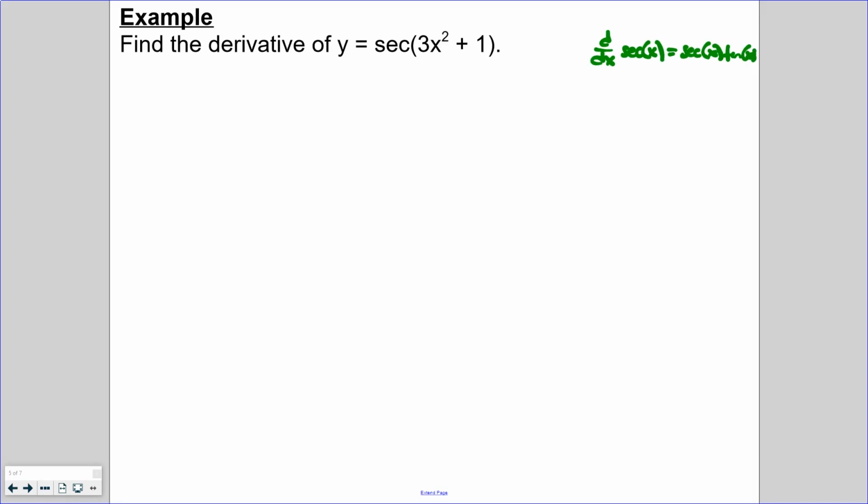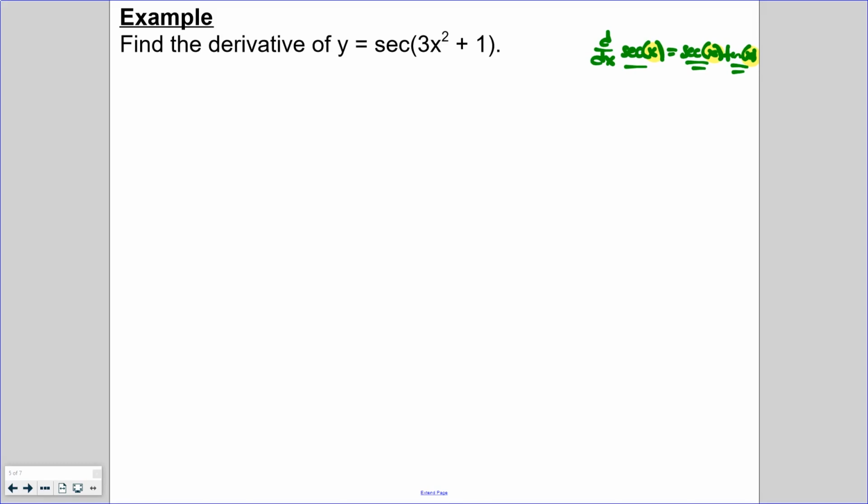Meaning that we change from having one trig function into having two trig functions, and we carry the inside into both of those trig functions. So we're going to need to keep that in mind here, because that's going to be super important, and it's a mistake that is commonly made.